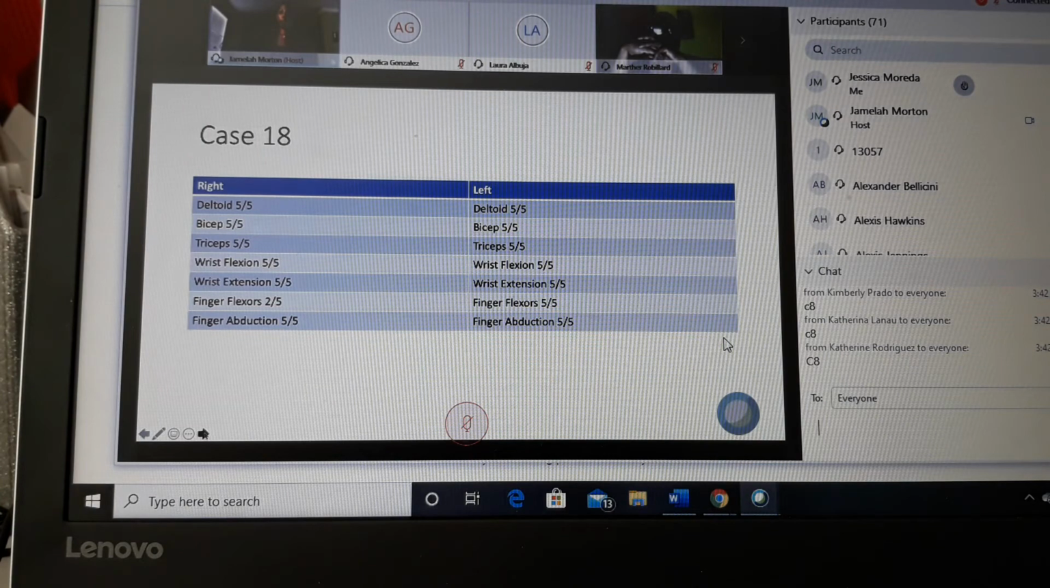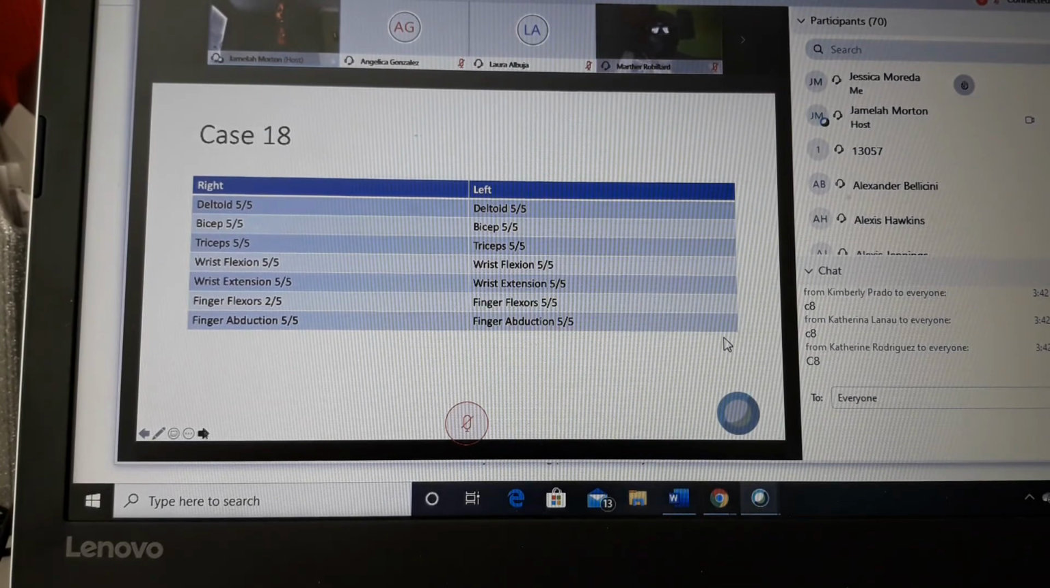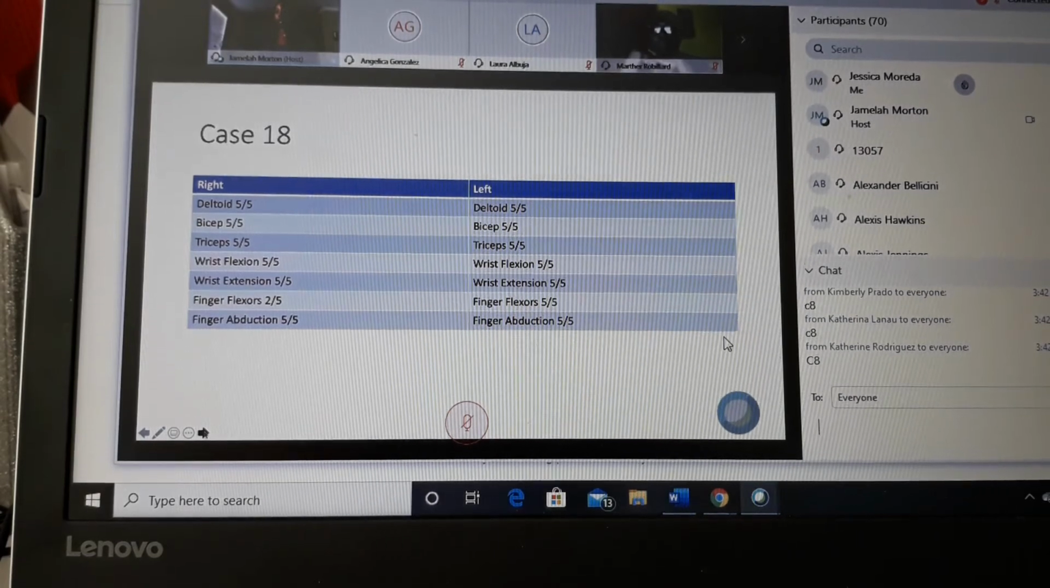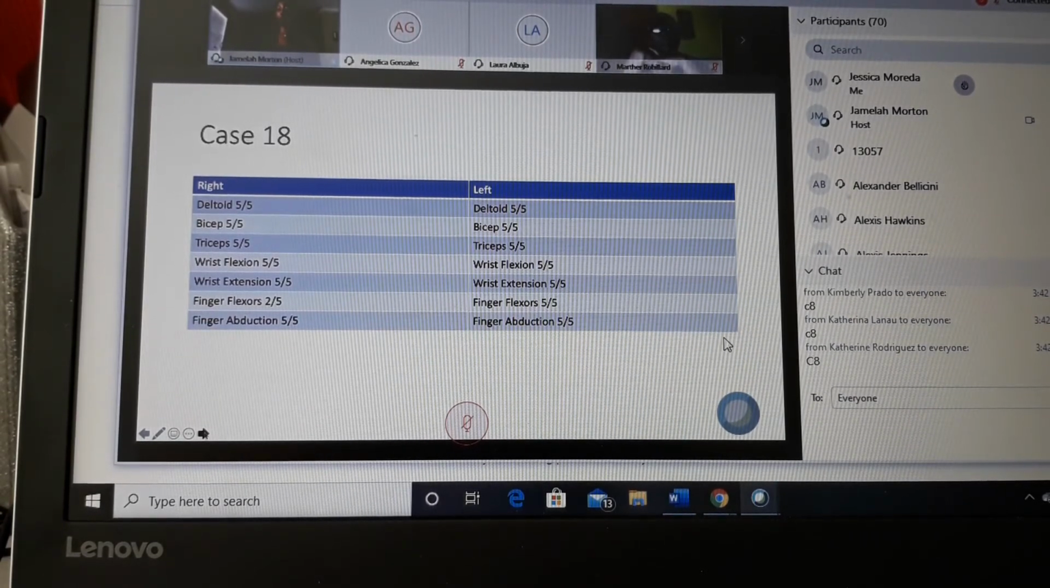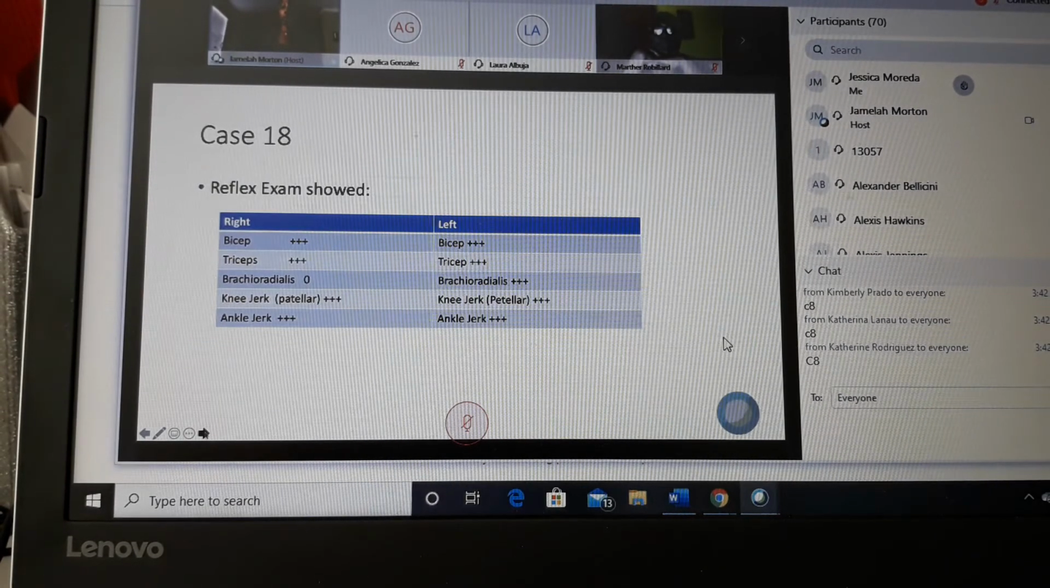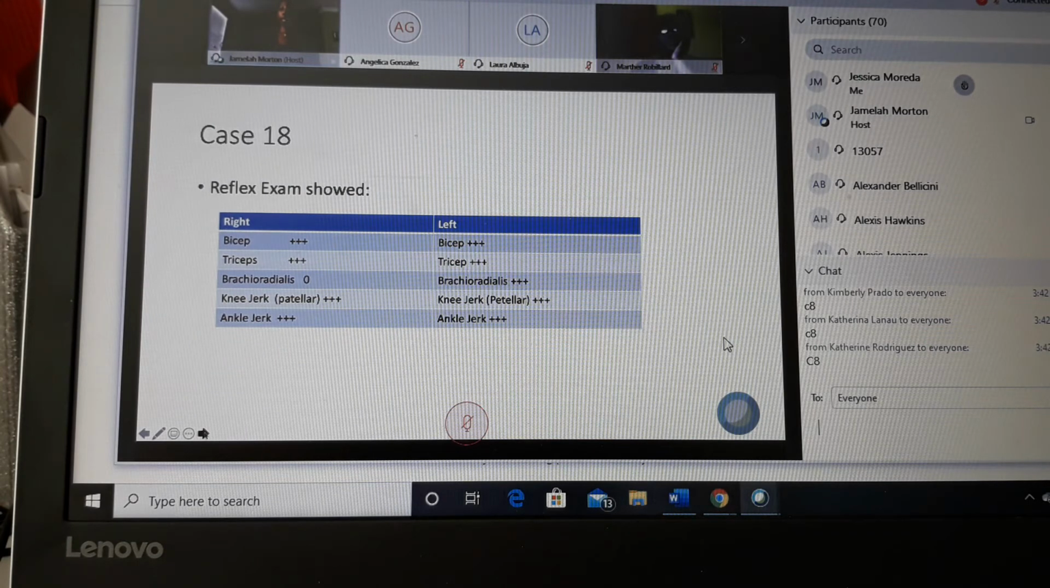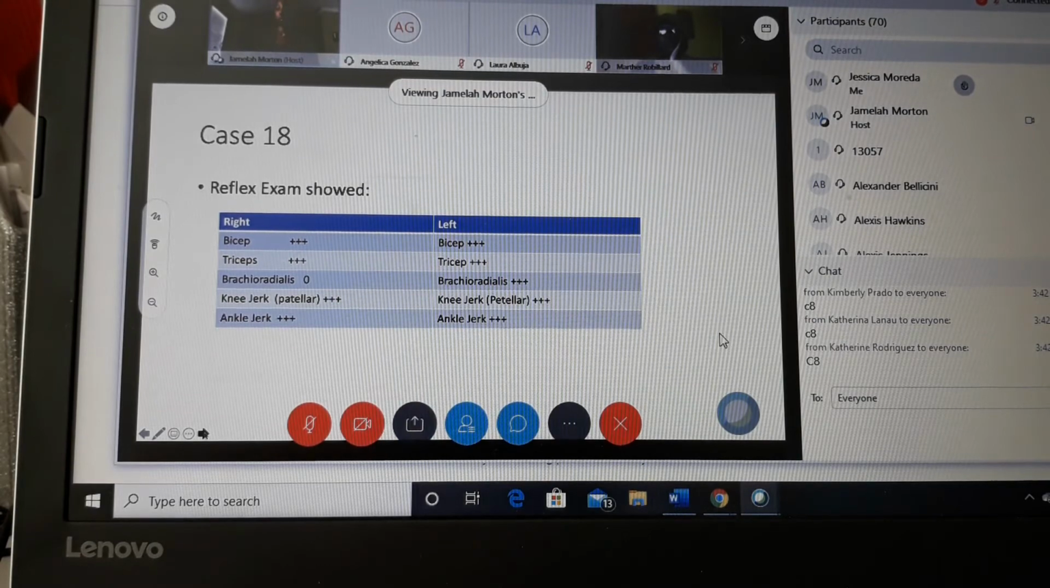She has finger flexor weakness on the left. This is kind of tricky because in this case, she could have some tricep weakness also. So you may see some tricep weakness with patients like this, okay? Brachioradialis tendon is 0. Which nerve root is being compressed?